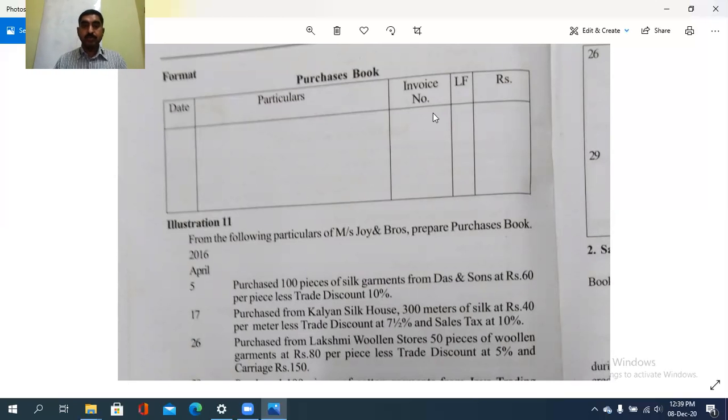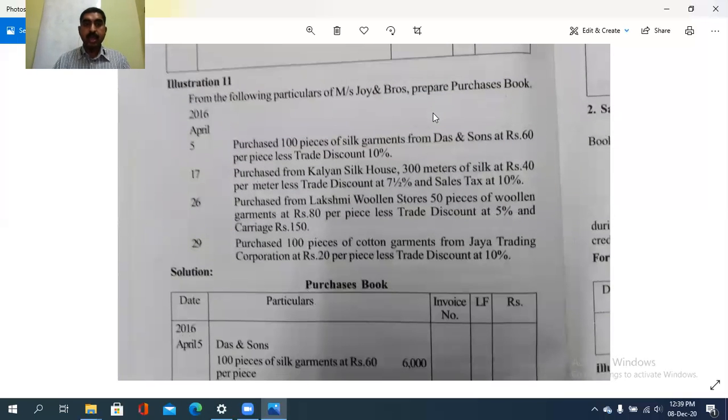From the following particulars, Messrs. Joy and Bros prepare the purchase day book. Purchased 100 pieces of silk garments from Das and Sons at rupees 60 per piece, less trade discount 10%. So it is 100 pieces at 60 rupees, that is 6000. The amount after deducting the 10% trade discount from that 6000 is what we need to write here. You need to understand trade discount is omitted from the transaction.